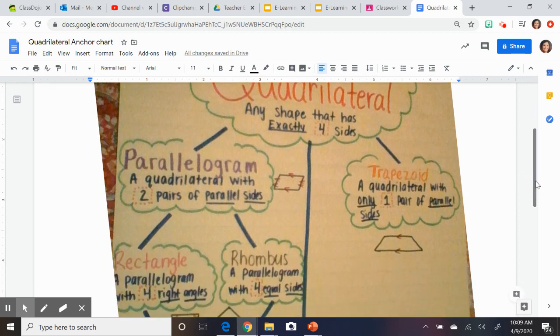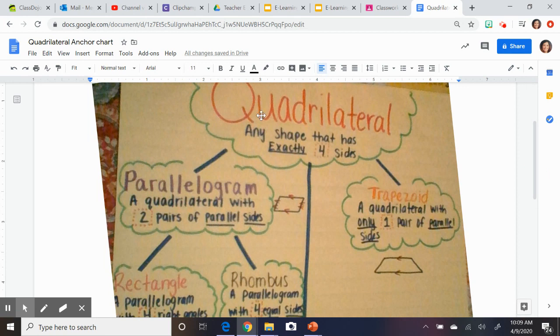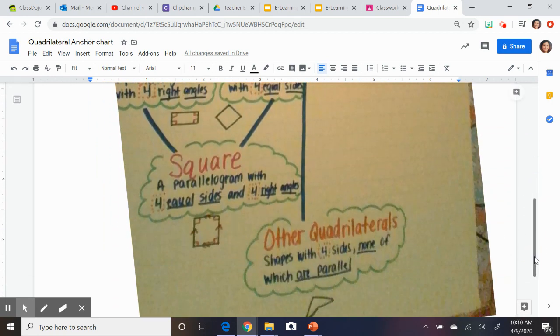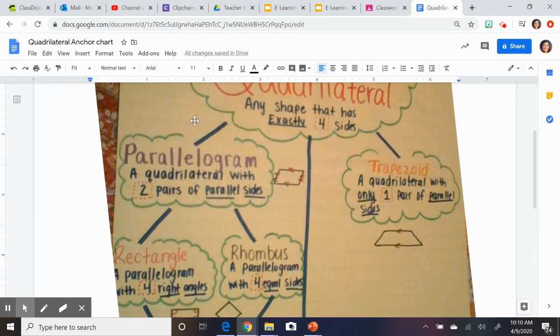All right, so looking at this anchor chart, you have quadrilateral as the overarching category. And then here we've got three blue lines coming off of this. So there are three main categories of quadrilaterals. You've got parallelograms, you've got trapezoids, and then you've got other quadrilaterals. So parallelograms are going to be quadrilaterals that have two pairs of parallel sides. So a four-sided shape that has two pairs of parallel sides, okay?